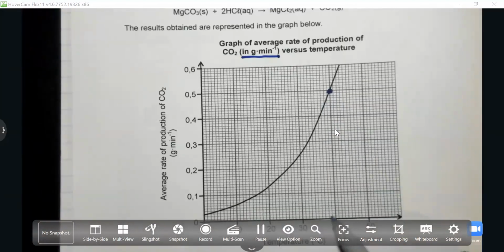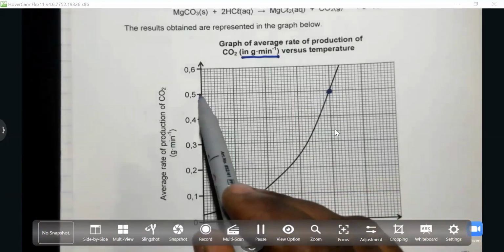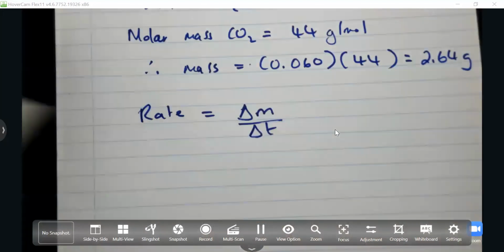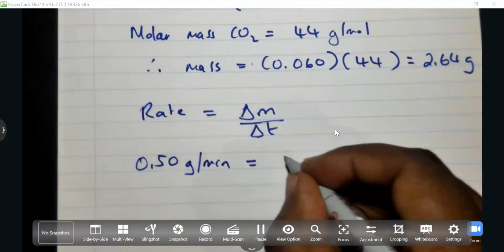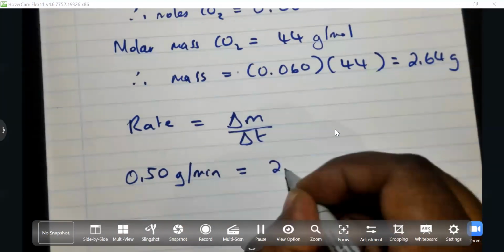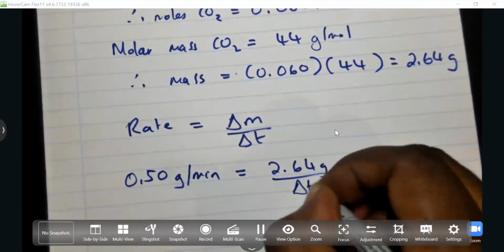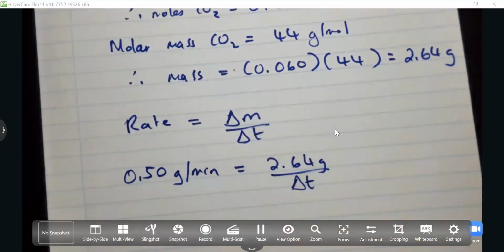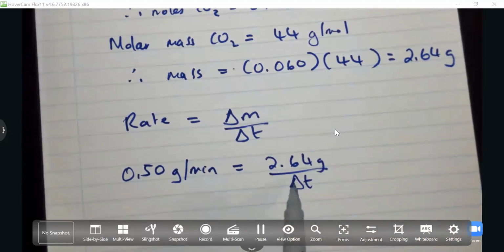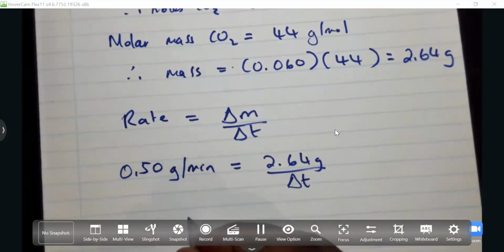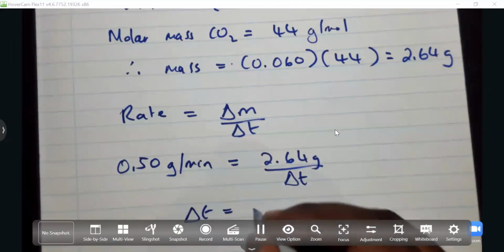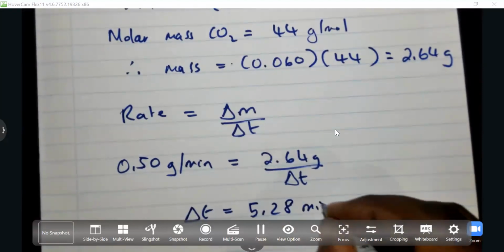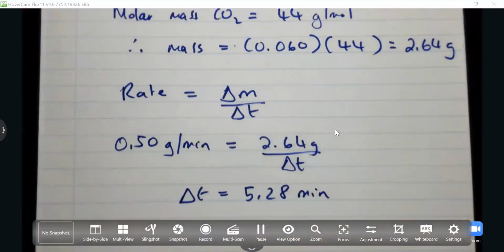At 40 degrees Celsius over there, I've extrapolated on my graph, and I see that the rate is 0.5 grams per minute. Okay, 0.50 grams per minute. We've calculated our mass over here, and they want delta T. So if you cross multiply by taking time across and dividing by 0.5, we solve for delta T, and we get 5.28 minutes.